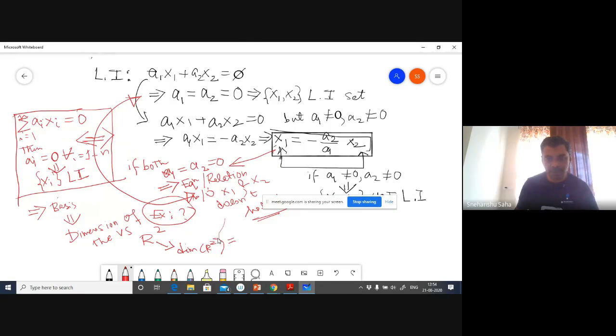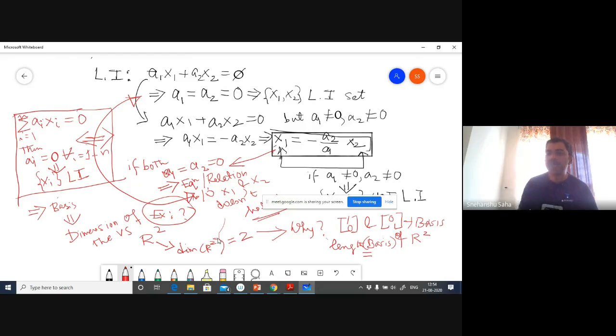What is the dimension of R2? 2, right? Why? Because you have (1, 0) and (0, 1) as the basis of R2, right? So therefore, what is the length of this basis? What is the length of this basis?